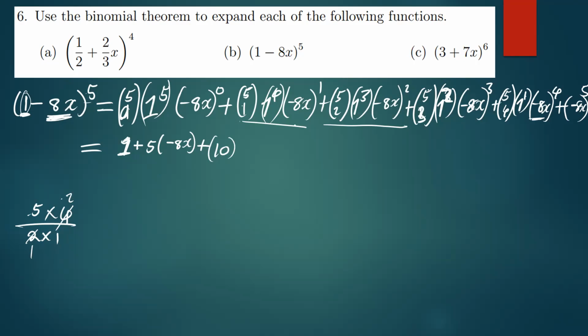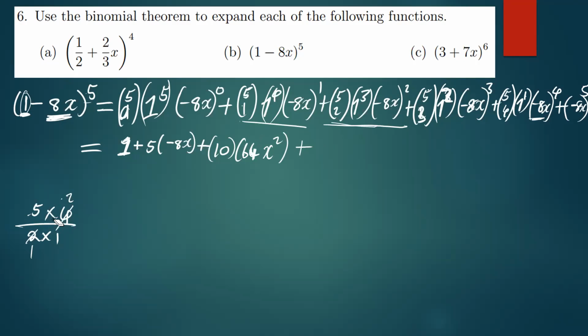And then we have negative 8 to the power 2. So 8 to the power 2 will give us what? 64. So this will give us 64. Then we have x to the power what? To the power 2. And then the other term is 5 choose 3.